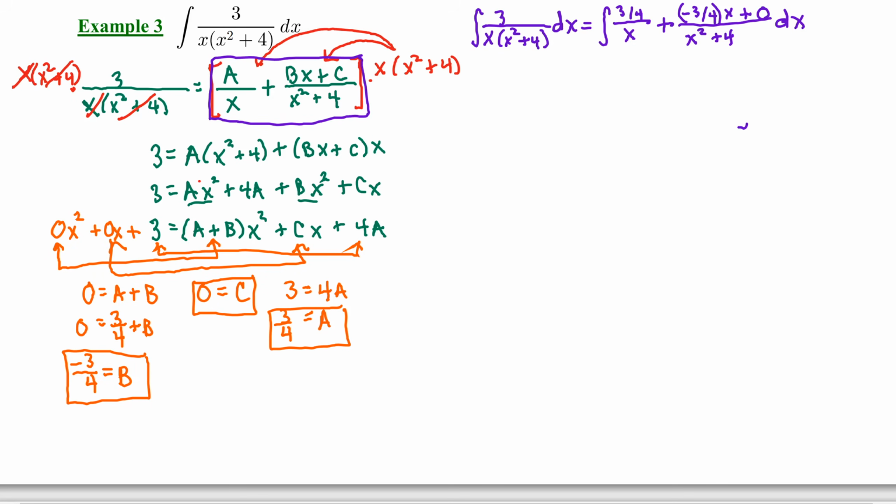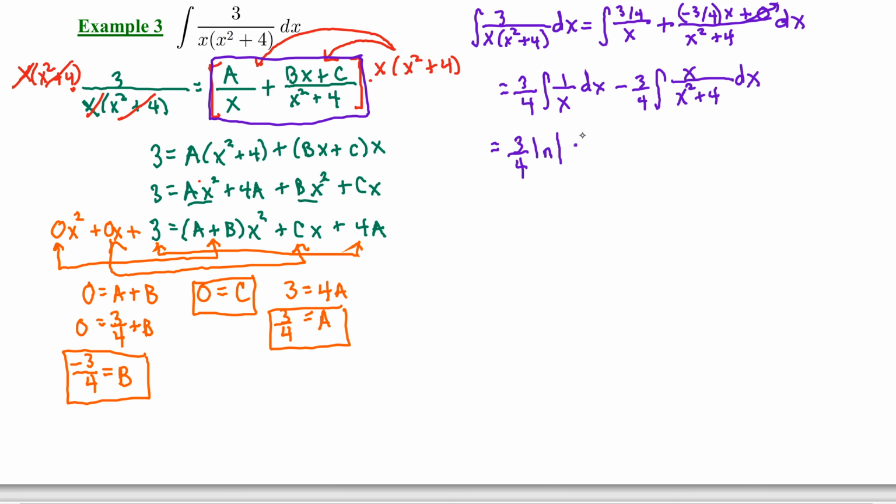Let's clean this up a little bit and separate it into two individual integrals so we'll know what we're dealing with. So working on that first integral, I'm going to factor out the 3/4 as a coefficient. We simply have integral of 1 over x dx. For the second term, because our constant term goes to 0, we can write this as -3/4 times the integral of x over x squared plus 4 dx. Again, that first integral is very easy to recognize. We have 3/4 times the natural log of the absolute value of x.